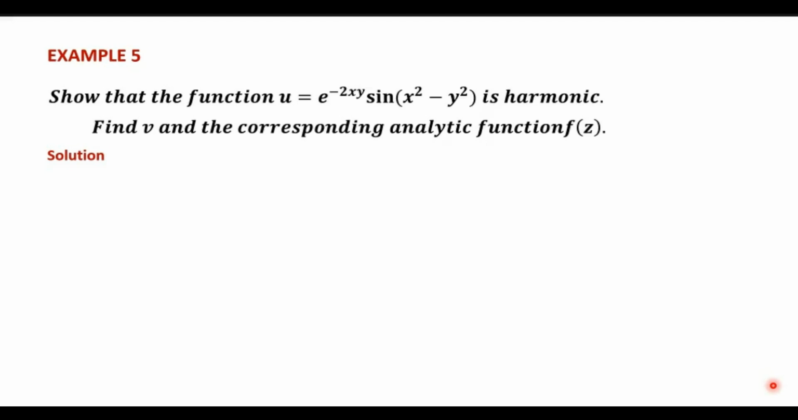हार्मोनिक प्रूव करने के लिए u को 2 बार x से differentiate करना है, y से differentiate करना है, दोनों को add करना है. Analytic function निकालने के लिए f of z निकालने के लिए f dash of z निकालना है और f dash of z निकालने के लिए ux and uy at the point z, 0 निकालना है, और जब f of z मिलेगा उसमें z को x plus iy put करके हमें v निकालना है. That is going to be the procedure. Okay, so now u is equal to, so first show that u is a harmonic function.